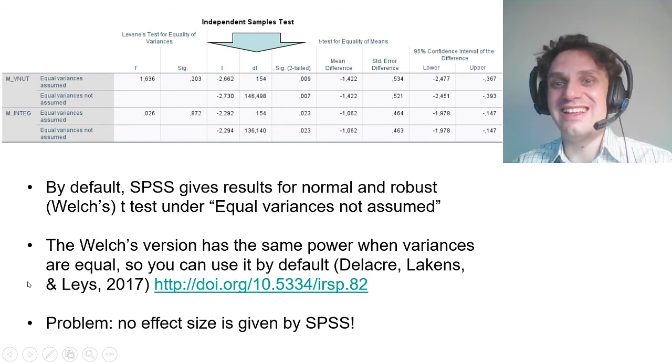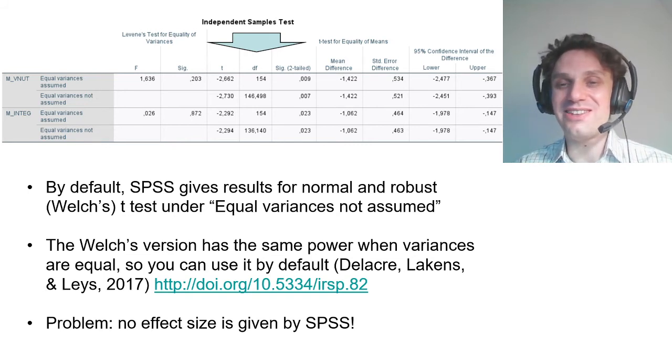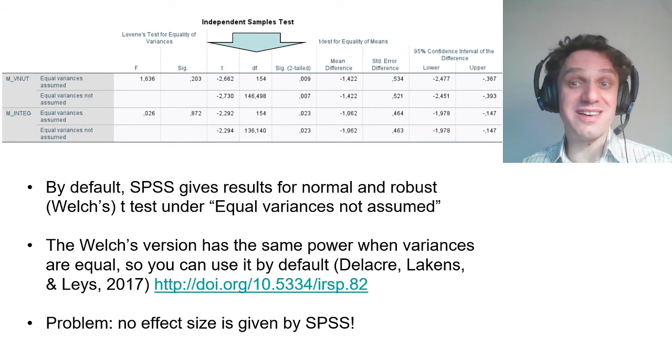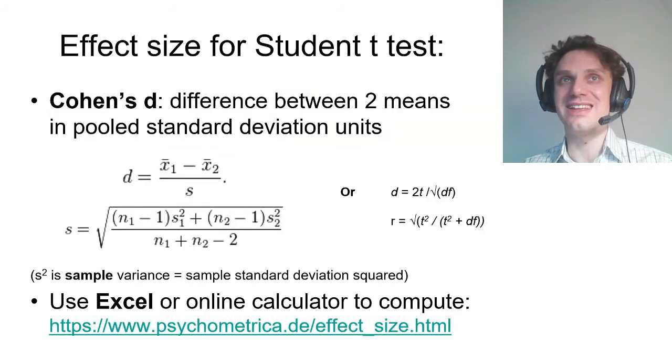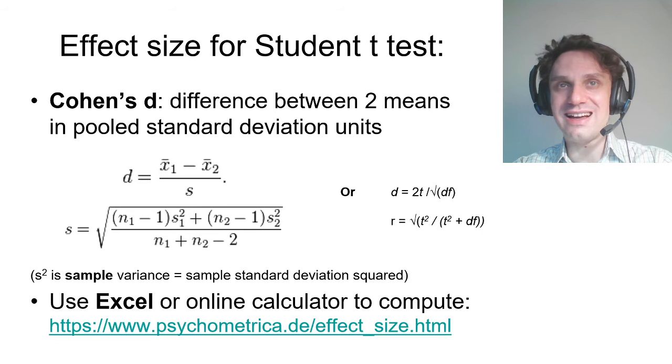The problem here is that in this table we don't see any effect size. And you remember from our last discussion that when you compare two groups, your effect size is Cohen's d, which is the difference between two groups in standard deviation units. And you need to calculate this Cohen's d separately. You can calculate it in Excel using a formula, or you can use an online calculator, which I showed last time, psychometrica.de, which is a fairly good one.